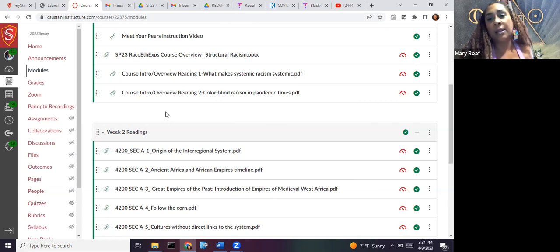In terms of accessing all kinds of reproductive health care resources, such as easy access to birth control, hormonal treatment, et cetera, et cetera.